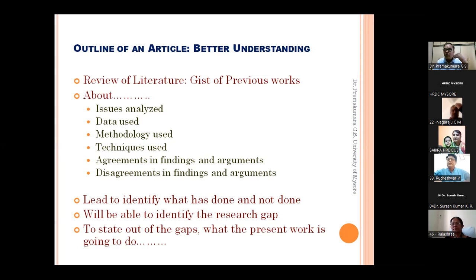So I should know what is the status of the research. Then only it is easy for us to publish it. Therefore, you have to spend a lot of time on the review of literature. Why? What is this review of literature?